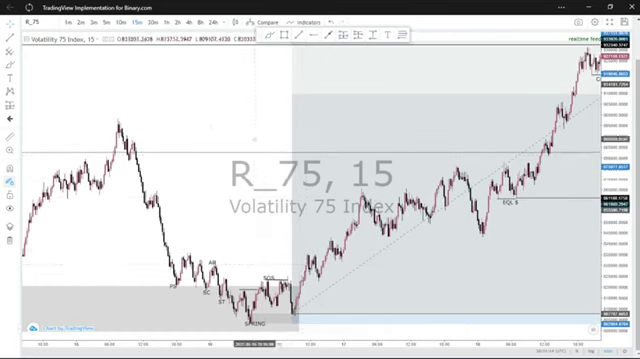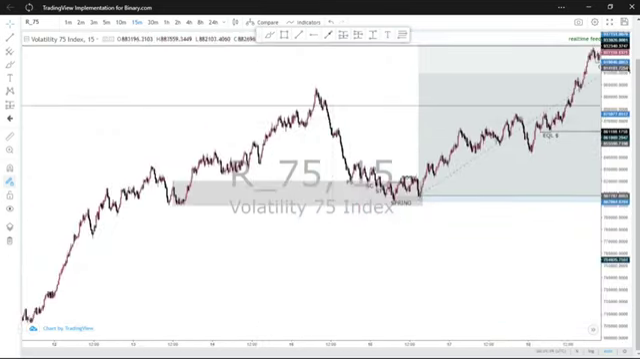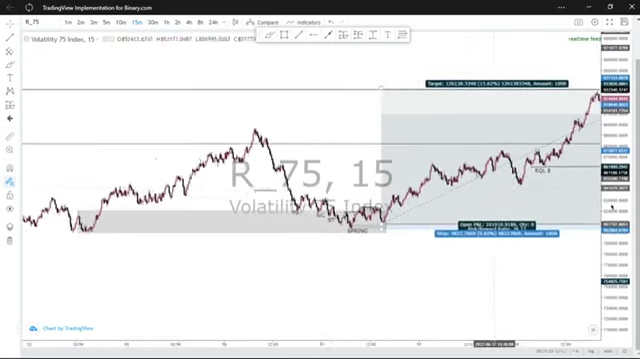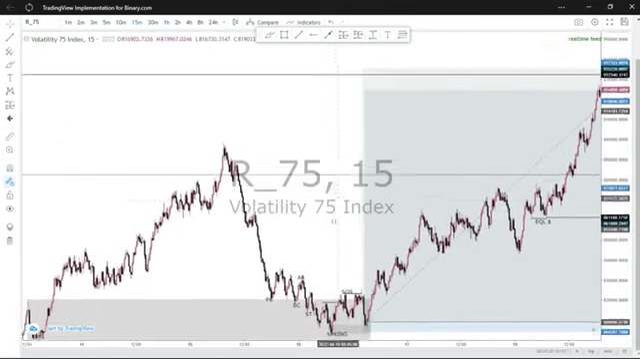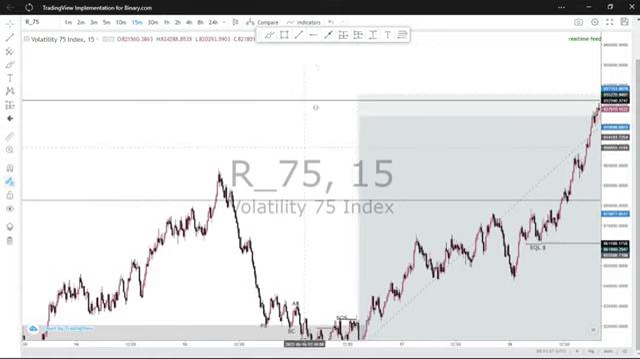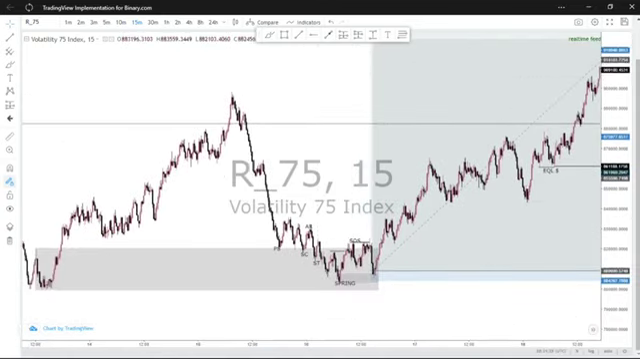So I did take my entry here, and I was looking to see how price was going to approach this high here. So this high was my final take profit area.